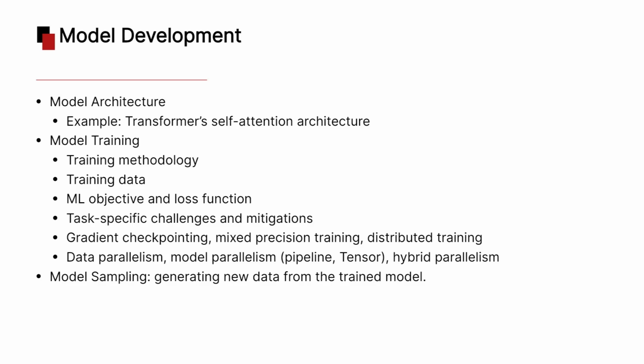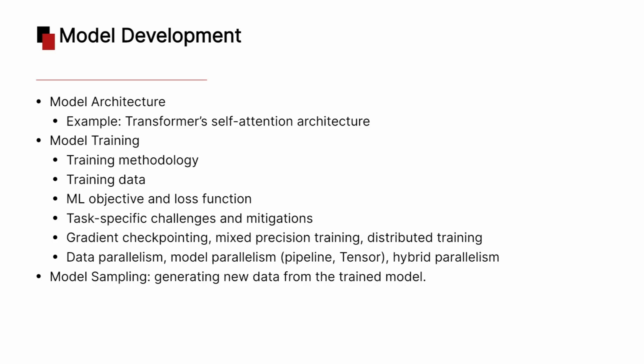Third, task-specific challenges and mitigations. Training GenAI models at scale is resource-intensive and technically complex. Techniques like gradient checkpointing help reduce memory usage. Mixed precision training speeds up computation while lowering resource requirements. Distributed training is a must for large models. Here we can use data parallelism to split batches, model parallelism, pipeline or tensor, to split the architecture itself, or hybrid parallelism for maximum efficiency.